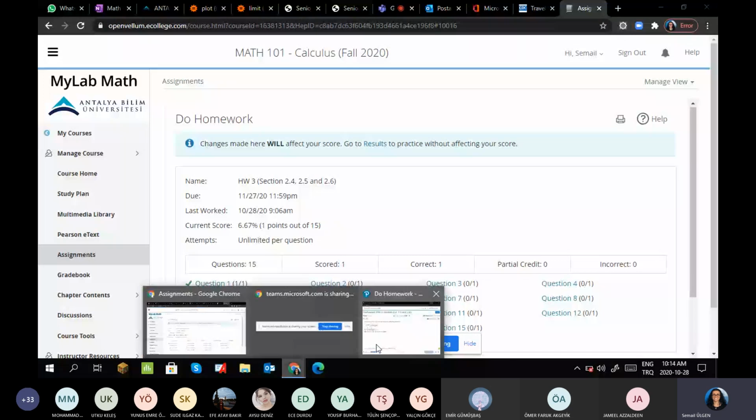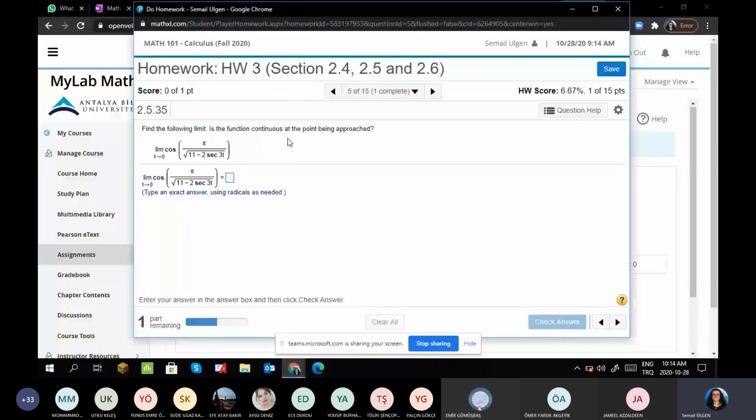Okay, find the following limit. Is the function continuous at the point being approached? So this is the function, cosine of pi over the square root of 11 minus 2 secant 3t, and t is approaching 0. They want you to first find the limit, and then they're asking, is this a continuous function at that point? That's the question. So let me write this down: cosine of pi over the square root of 11 minus 2 secant t, and t goes to 0. Let's go back to our screen.